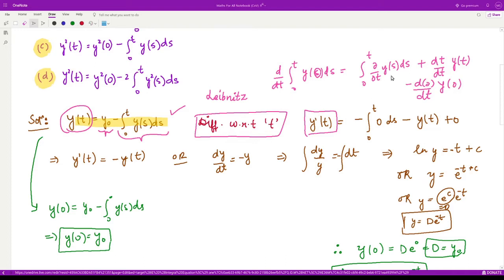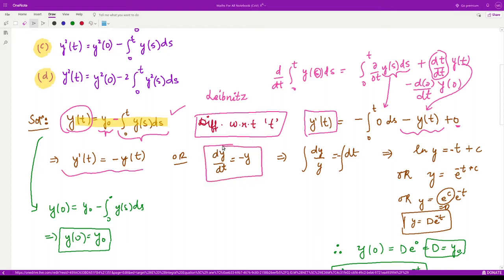Because there is no t term inside, the integral part becomes 0, and the derivative of the upper limit becomes 1, therefore we only have y(t), and the negative sign is from the equation. The derivative of 0 with respect to t would be 0. So we have y′(t) = −y(t).